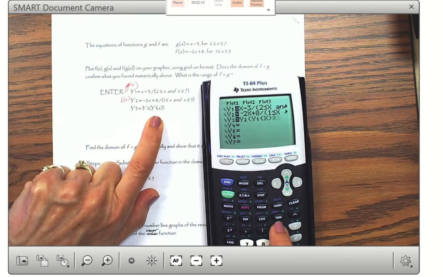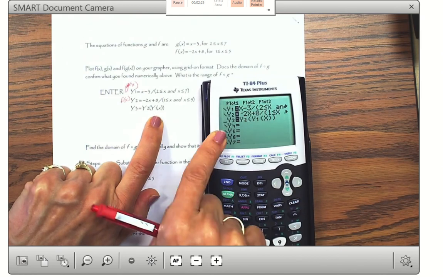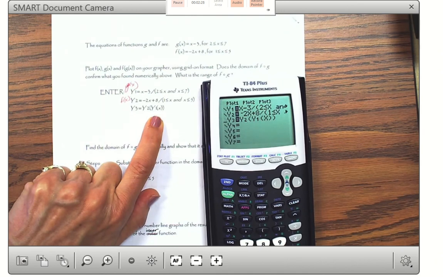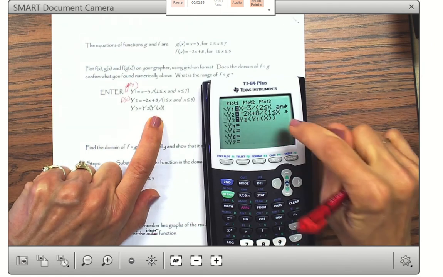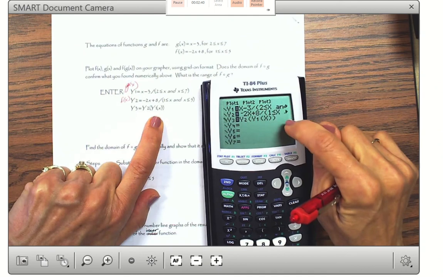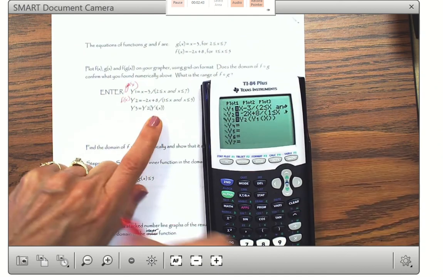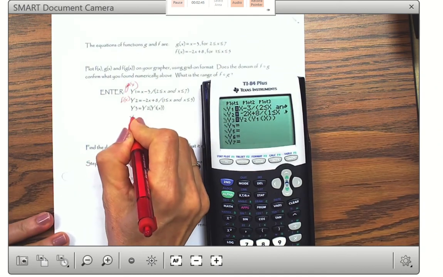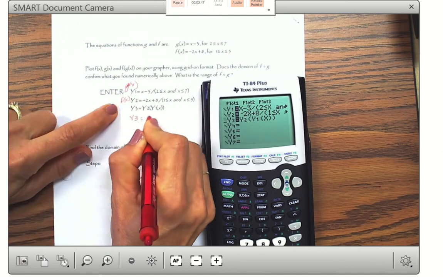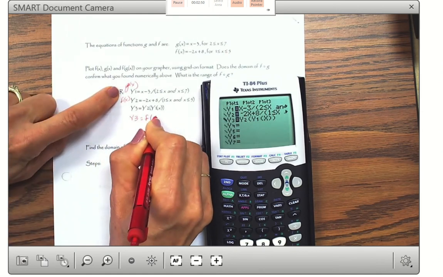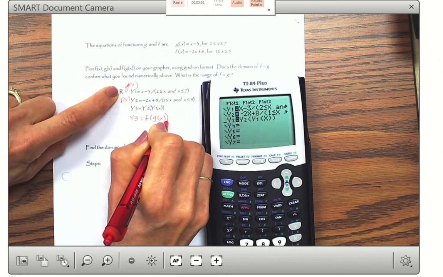So parentheses, close parentheses, and now I'm going to come back here and change the style of this to thick. So I'm going to press enter until that gets thick. There it is. So when I graph, I should see a third function, which is the composition of the first two. So my y3 is what y2 was, which is f of y1, which is g of x.